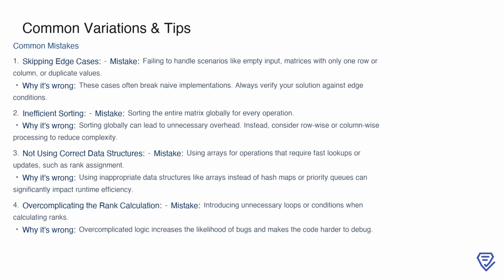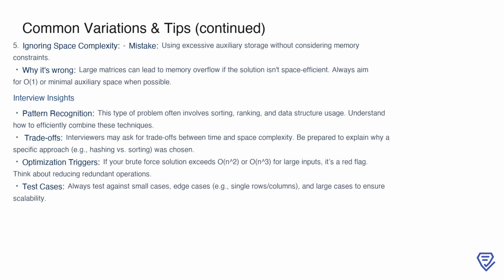Finally, avoid overcomplicating the rank calculation. Adding unnecessary loops or conditions not only increases the chances of introducing bugs but also makes your code harder to debug. Focus on keeping the logic clean and straightforward. Also, it's important to consider space complexity. Using excessive auxiliary storage can be problematic, especially when working with large matrices, as it may lead to memory overflow. Instead, aim to minimize auxiliary space usage, targeting O(1) where possible.